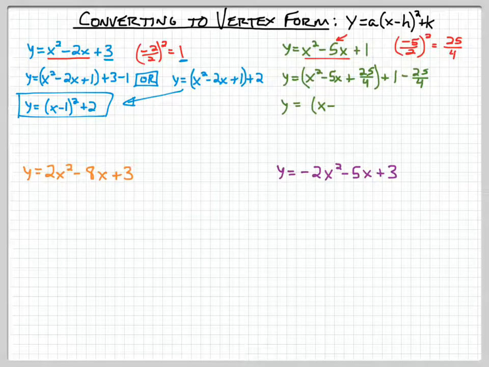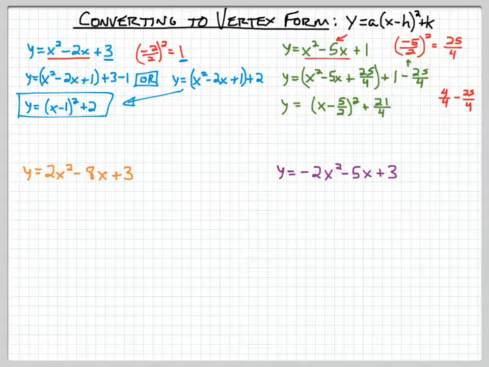So we know our perfect square trinomial is going to be the square root of that 25 over 4. So we can subtract 5 over 2 and then square that. It's always that piece inside the parentheses that's the extra part when you're completing the square. Then we have to convert our 1 to 4 over 4, and we have to subtract our 25 over 4, so that gives us 21 over 4.